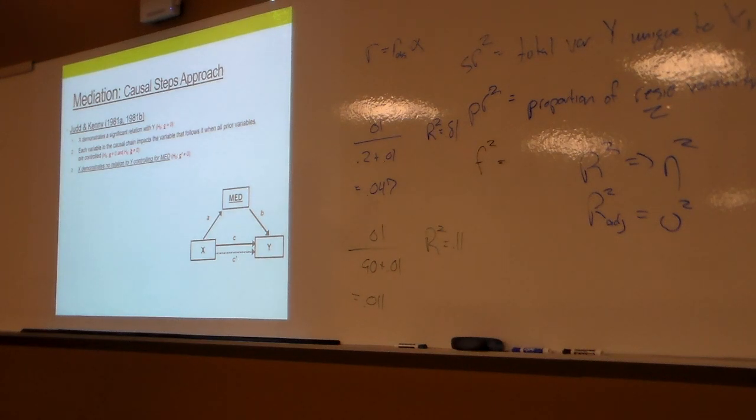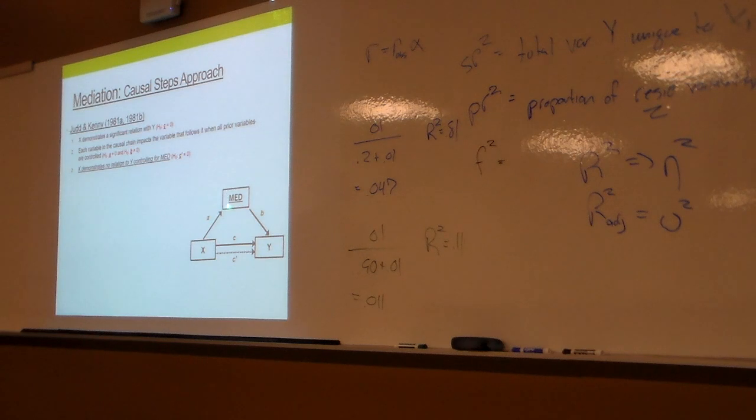First step, we need a relation between X and Y, because if we don't, there's no reason to talk about mediation, since there's no relation there to mediate. So number one, we need to establish a relation between X and Y. This is our path C. Then we need to verify that each variable in the causal chain impacts the variable that follows it when all the prior variables are controlled for.